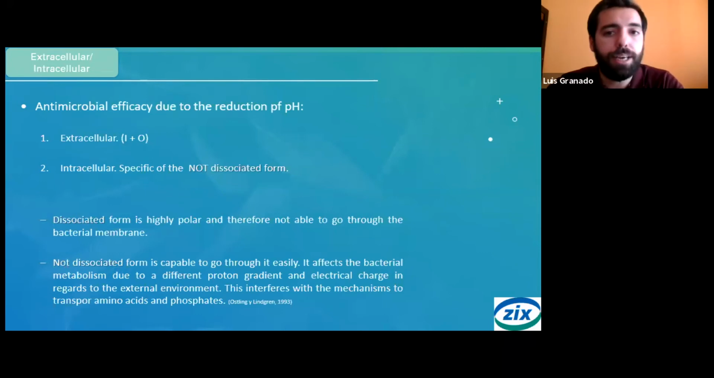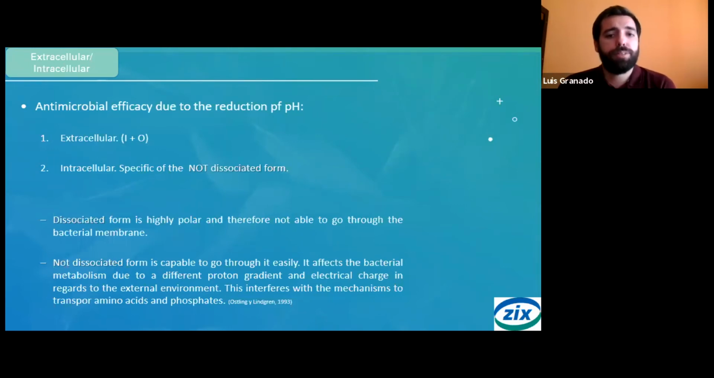Then here is the key to understand the bacteriostatic effect, right? Acids have the capacity to decrease the extracellular pH in the environment, right? As you already know, they release the hydrogen protons and then they acidify the environment. And they have this extracellular antimicrobial efficacy, both of them, organic and inorganic, right? But then only the organic ones are able to decrease the intracellular pH, I mean, inside of the bacteria.